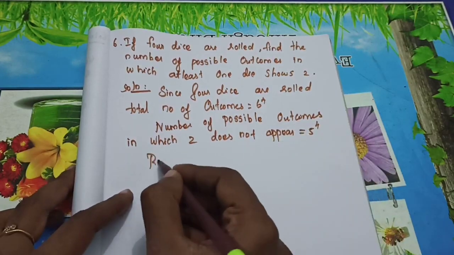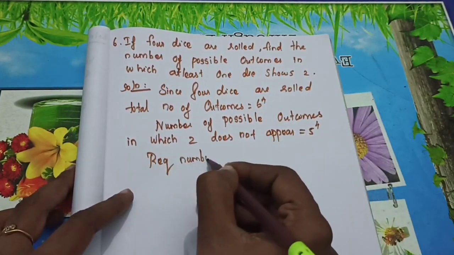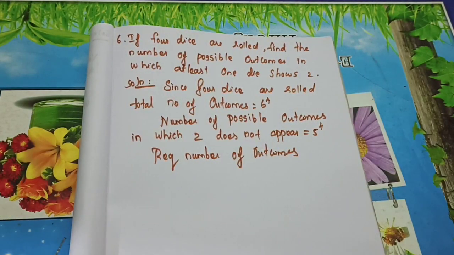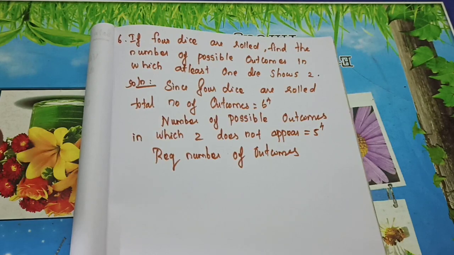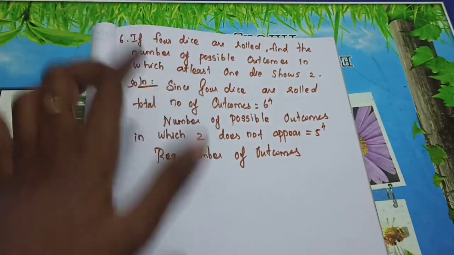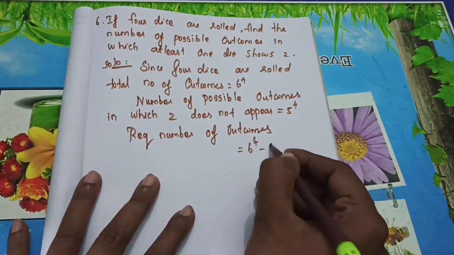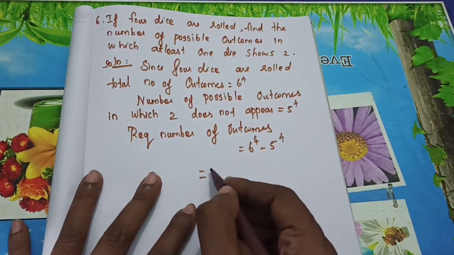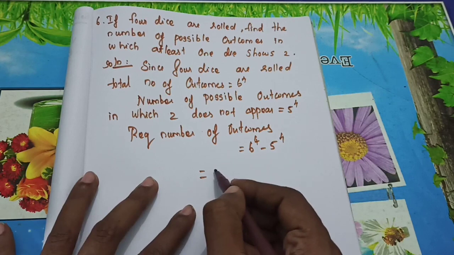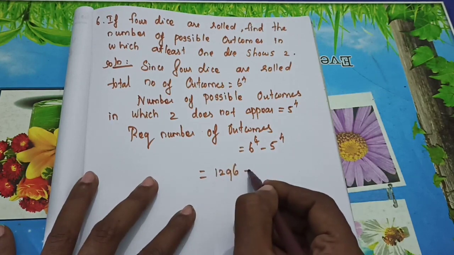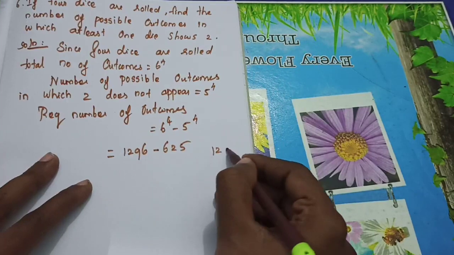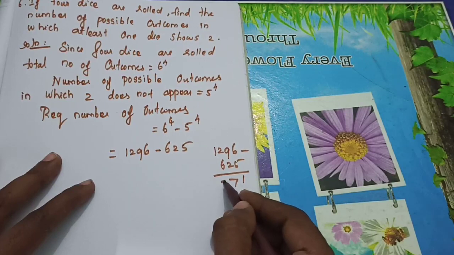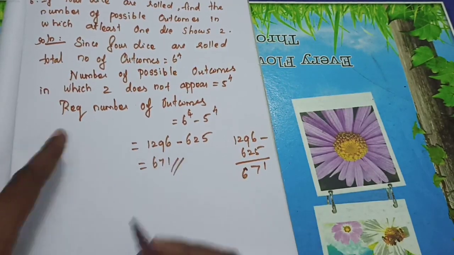So how will you find the required number of outcomes? You need at least one die showing 2, so if you subtract this answer from that answer, you will get the answer. That is equal to 6 power 4 minus 5 power 4. 6 power 4 you multiply, that is 6 into 6 into 6 into 6. You multiply 36 into 36, you will get 1296. 5 power 4, what's the value? 625. Subtract 1296 minus 625, that's equal to 671. That's the answer.